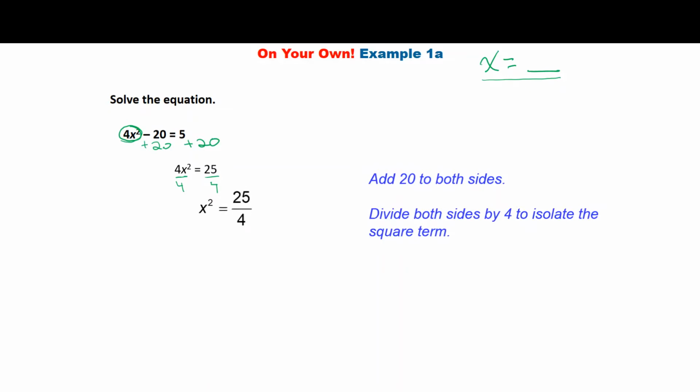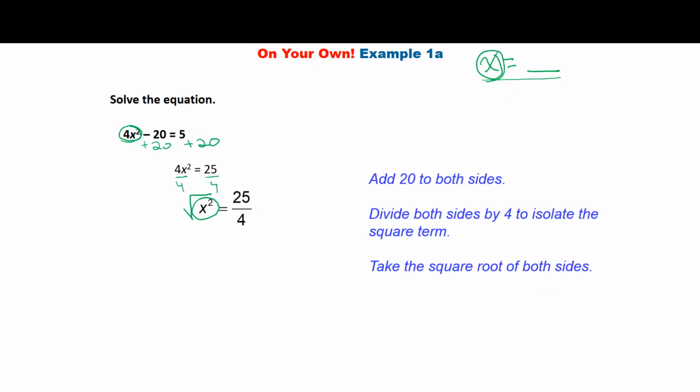Okay, x squared equals 25 divided by 4. So we're getting close. We have x squared, but we want to have just plain x. So what we can do is take the square root of both sides. So we're going to square root both sides.